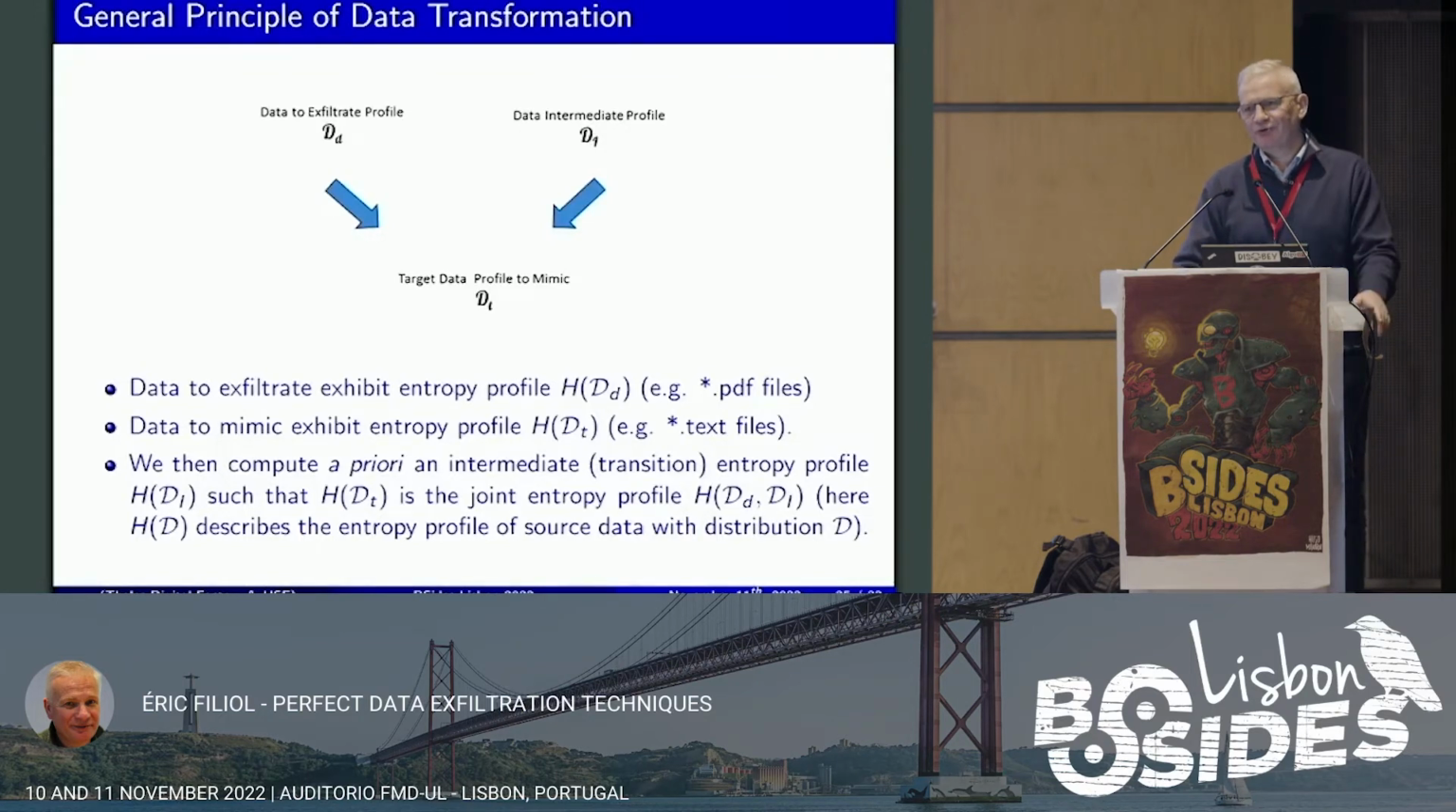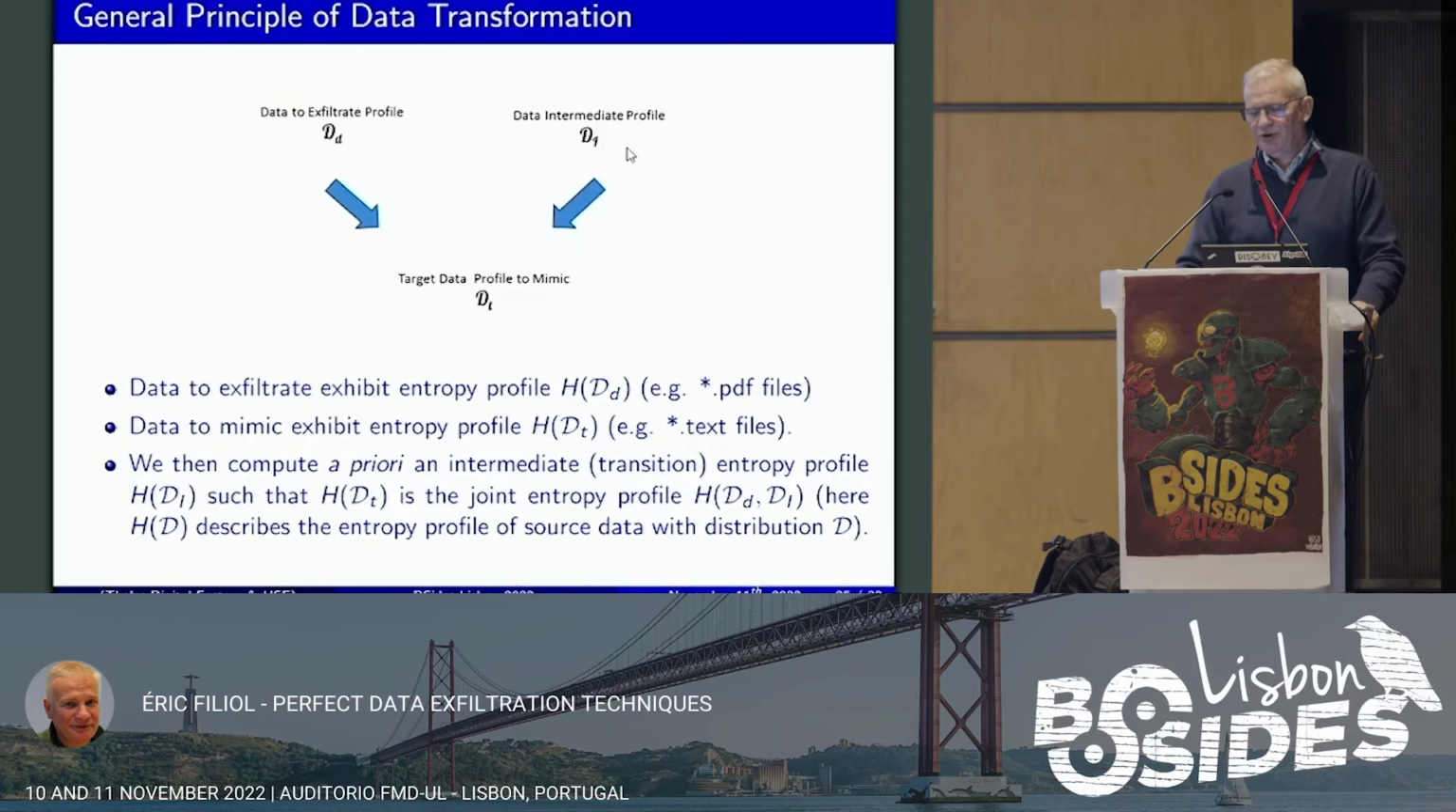It may sound difficult to understand, but I will show you an example. Just imagine that you want to exfiltrate data which exhibits, for example, a given statistical profile. For example, PDF. When you do statistics on PDF, you have a lot of characteristics, and any automated program says, okay, it's PDF. And you want to make sure that your PDF will be detected by your DLP as a text file. So it is your target data statistical profile.